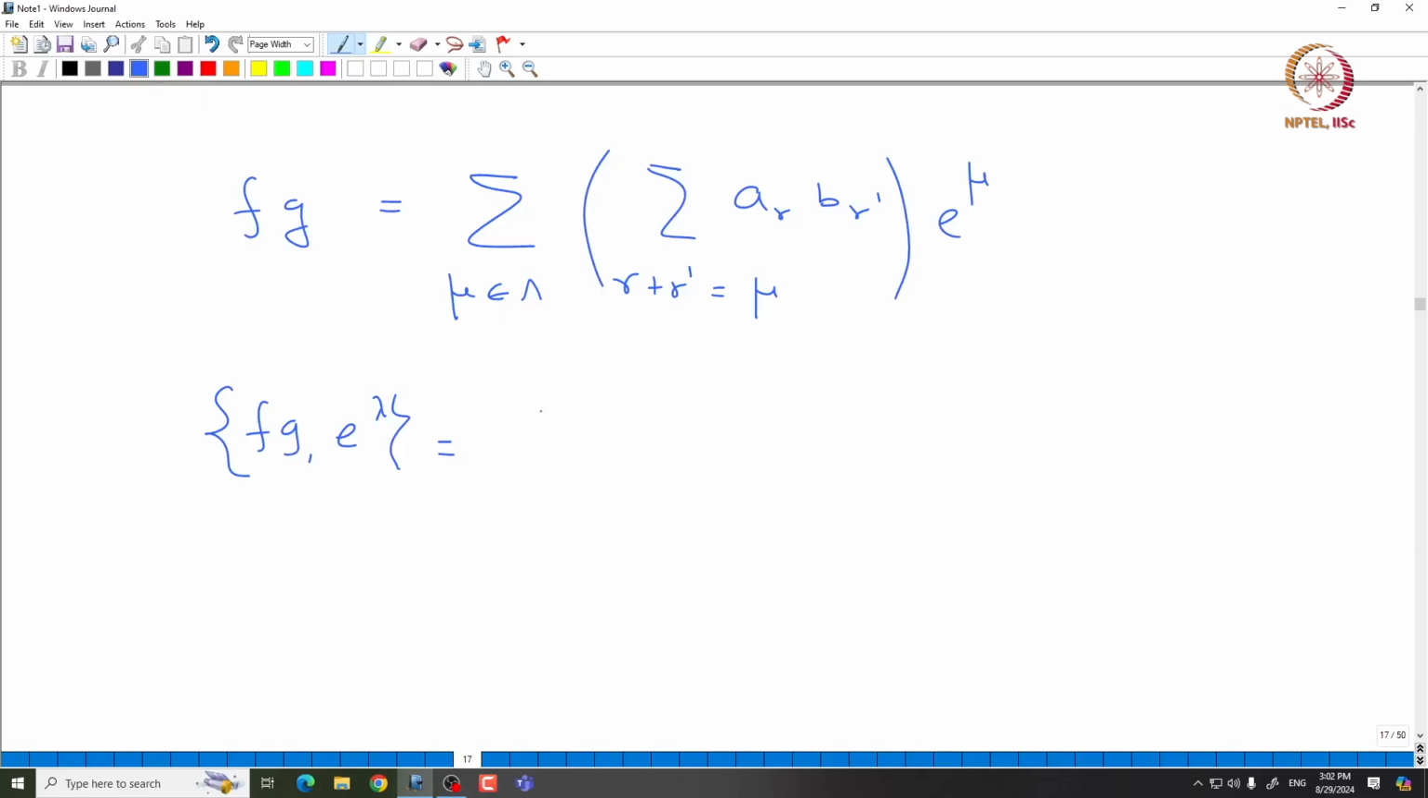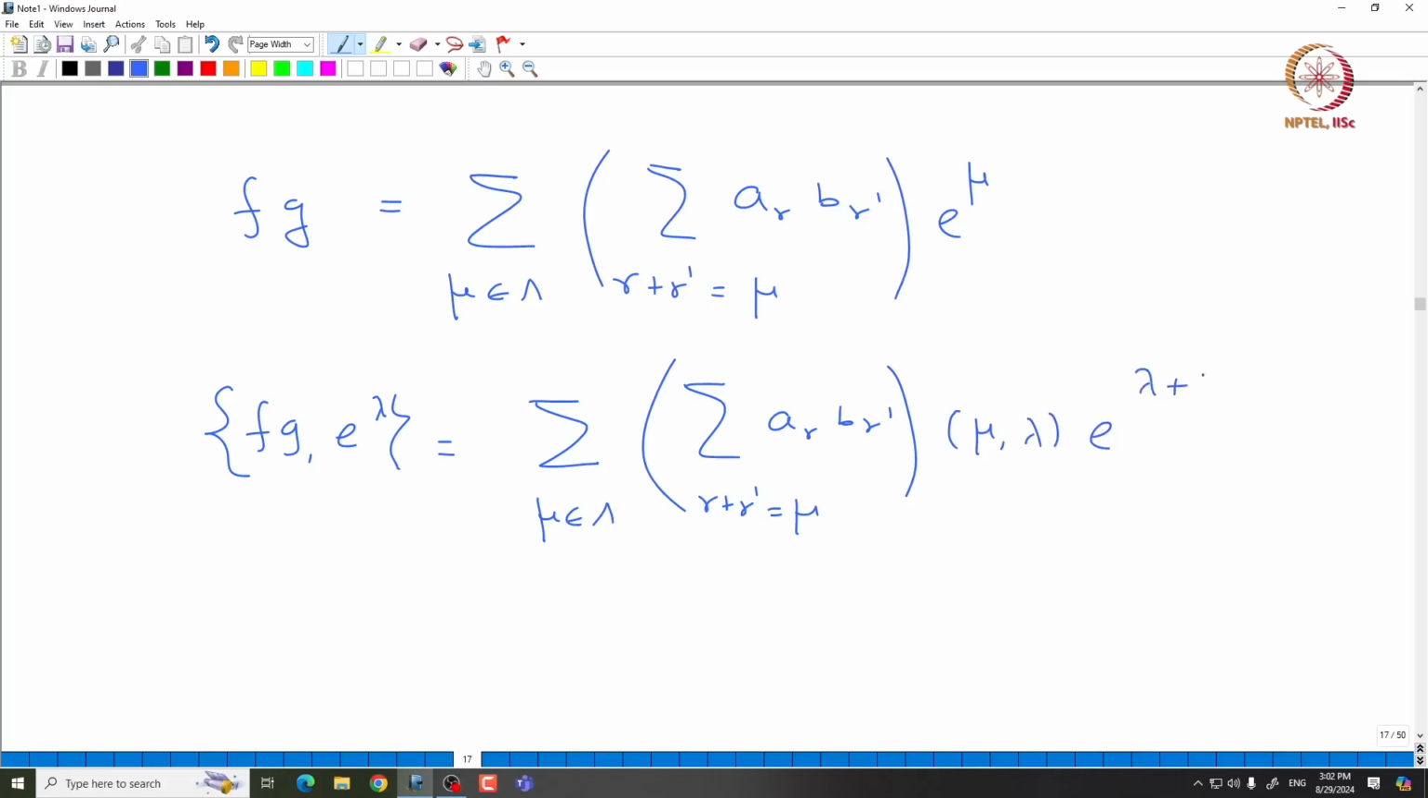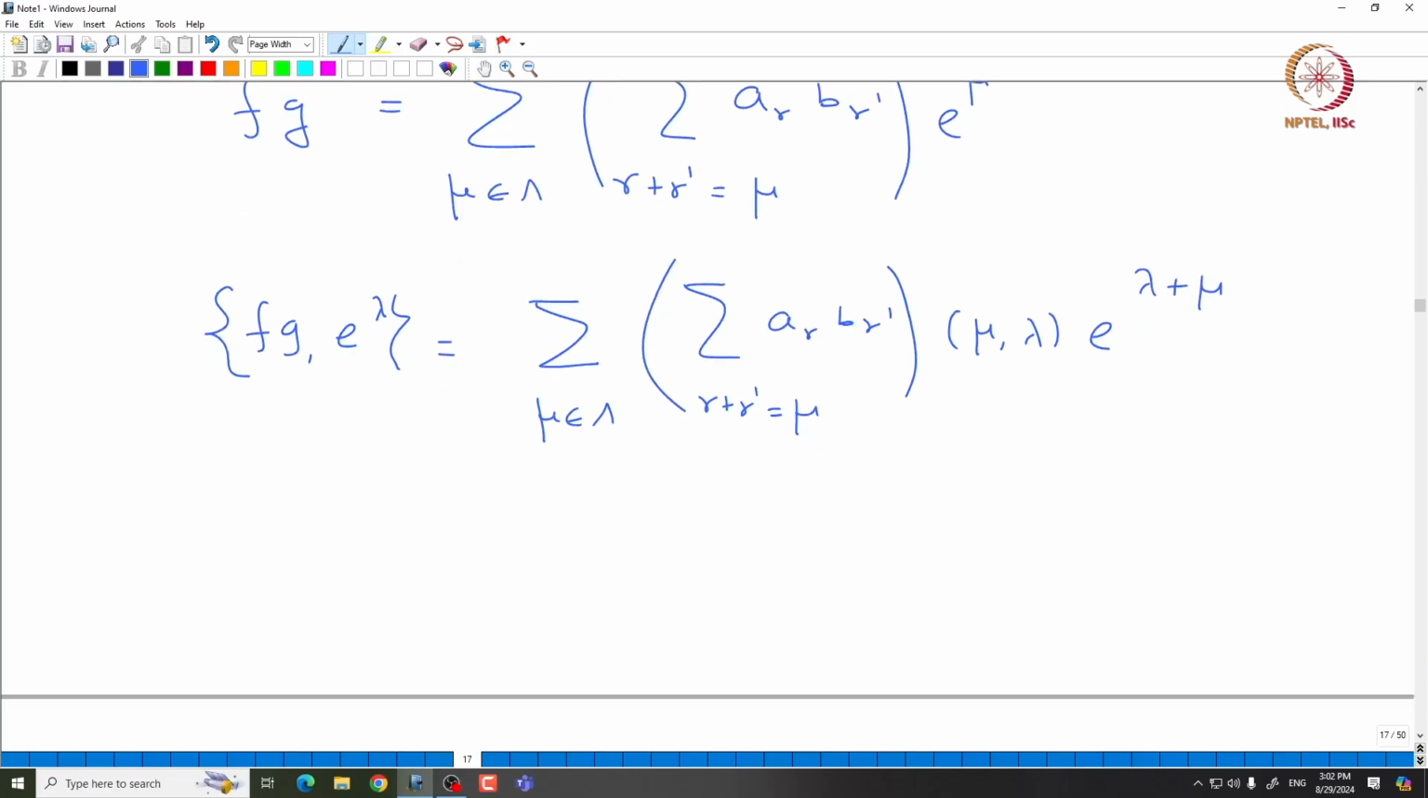So, this is exactly equal to the summation over mu in lambda of the summation a_gamma b_gamma', where gamma plus gamma' equals mu. Okay. So, this is the coefficient that you have for e^mu, then the bracket e^mu, e^lambda comes. So, that is going to give you the inner product (mu, lambda) times e^(lambda plus mu). So, this is what you get when you apply it for [f g, e^lambda].